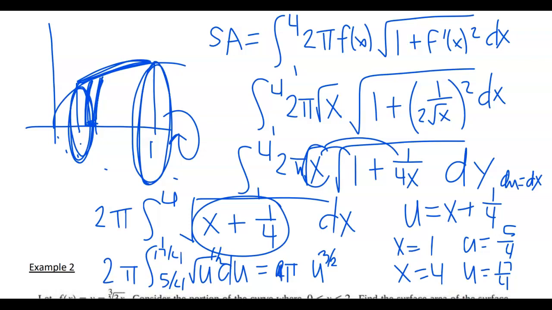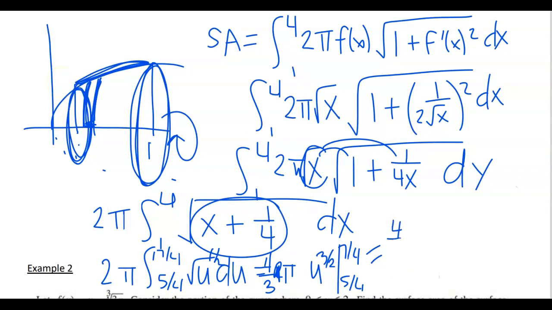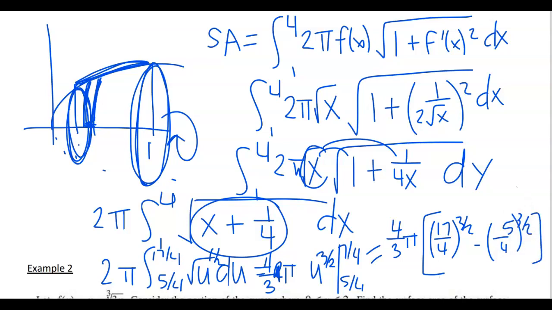So let's go ahead and change this to 4/3 from those two bounds. I ran out of space, so let me go ahead and erase this. So we get 4/3 pi, 17/4 to the 3/2 minus 5/4 to the 3/2. And when you plug that into a calculator, you end up getting 30.846.